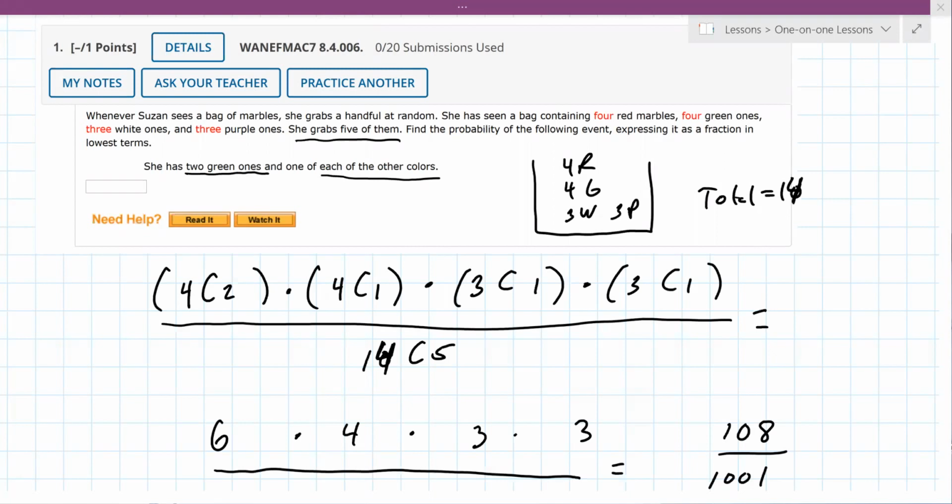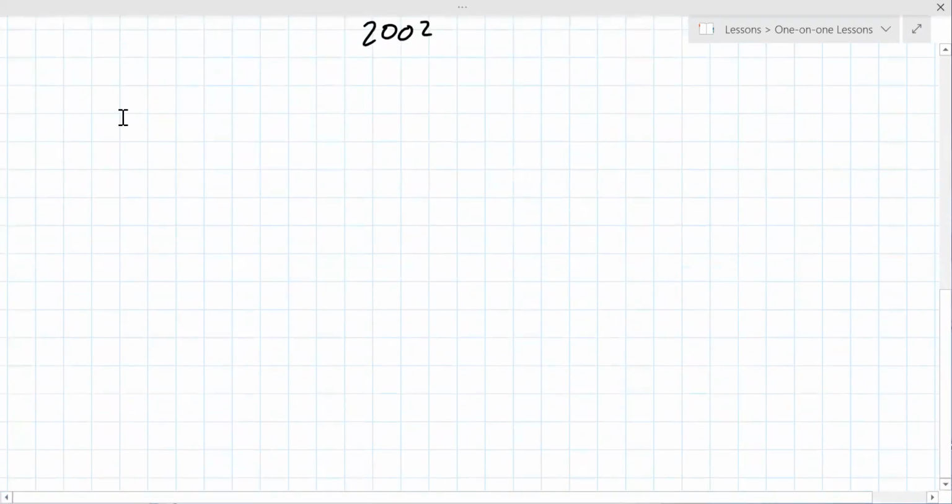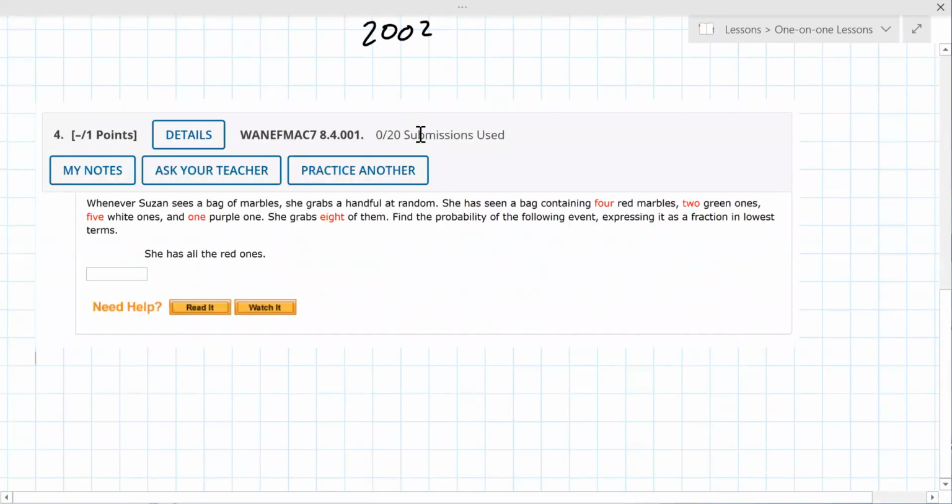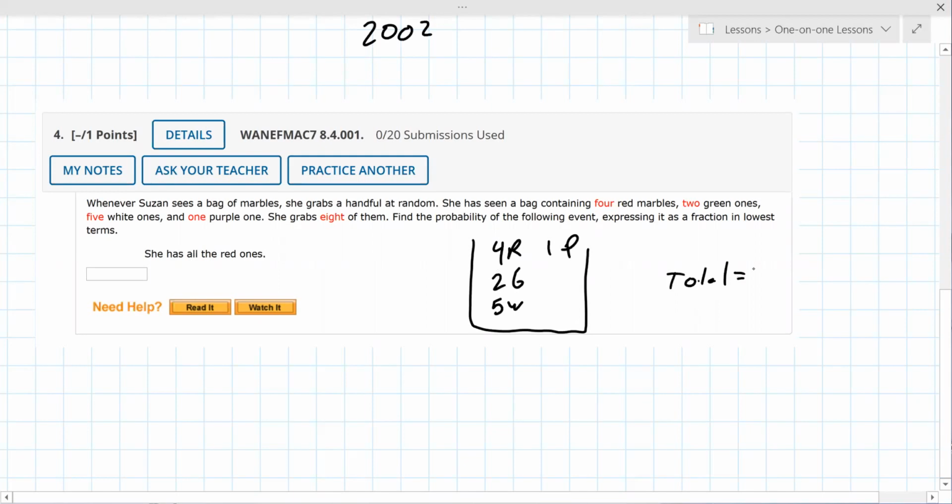Okay, so I'm going to go to 4 because it's a continuation of the previous problem, and we'll go back into the other ones, but this one will be clearer for understanding. It's another marble problem that they like. I like to draw a little bag. So we got 4 red, 2 green, 5 white, and 1 purple. So the total is 12. Hopefully I added that correctly this time.